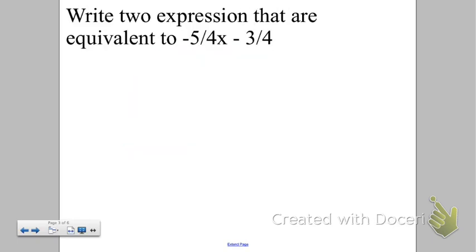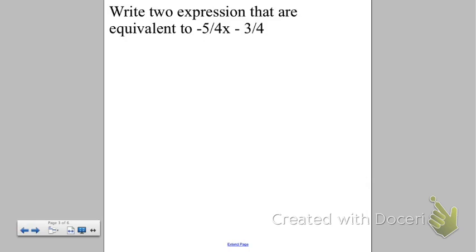And the last question. Write two expressions that are equivalent to negative 5 over 4x minus 3 over 4. Take a second to copy down the question and write your expression as fractions. Negative 5 over 4x minus 3 over 4.